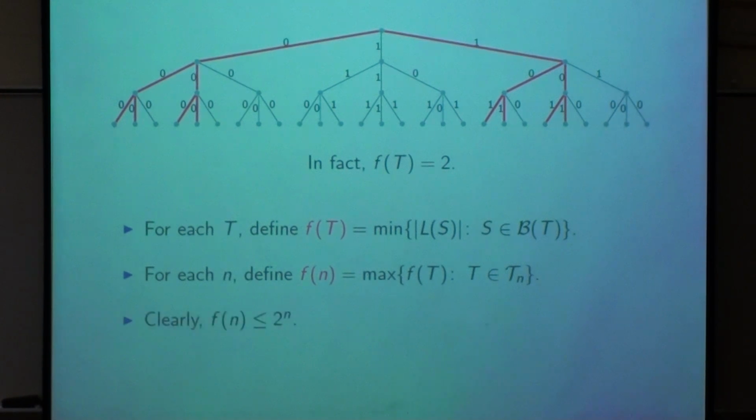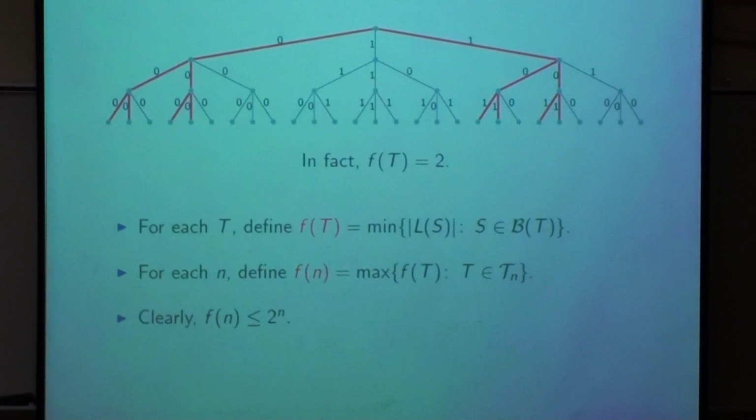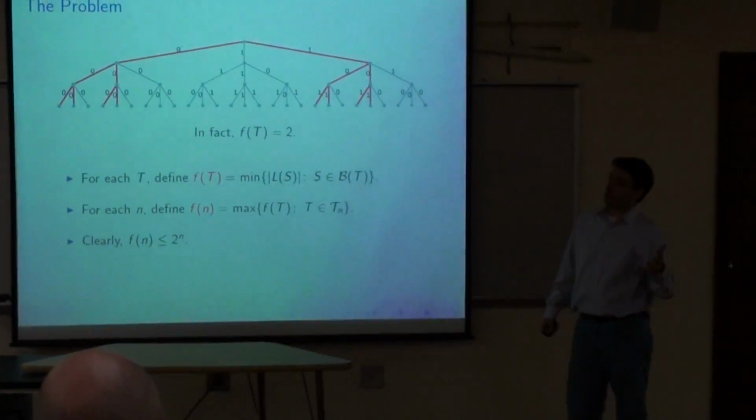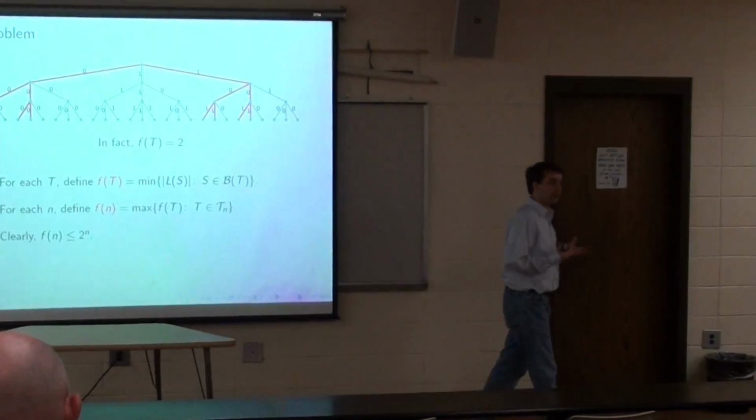Okay. So one observation: no matter what ternary tree I give you, if you choose any binary subtree at all, it's going to have at most 2 to the n path labels, because there are only 2 to the n bit strings of length n. So even in the worst possible situation, no matter what you do, you can't get more path labels than 2 to the n.